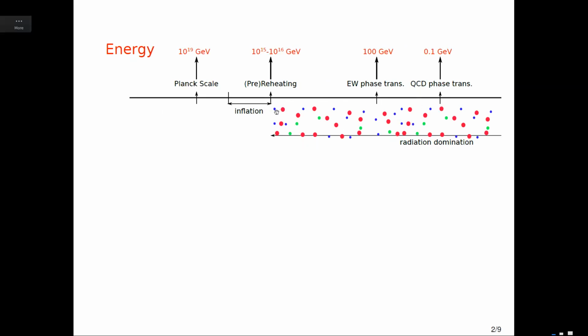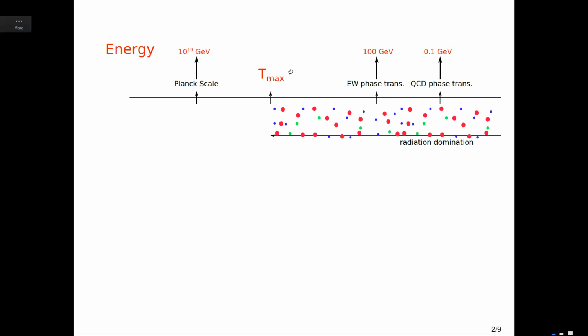Here, the thermal plasma is depicted by these differently colored dots, which should depict different particle species in your plasma. The crucial parameter that we will always talk about is the maximum temperature of the thermal plasma at the start of the radiation-dominated phase. In inflationary scenarios, the maximum temperature can be at most 10^15, 10^16 GeV. However, in modified cosmological scenarios, this can go up even to the Planck scale.